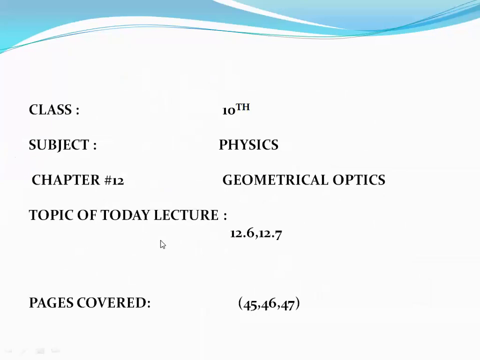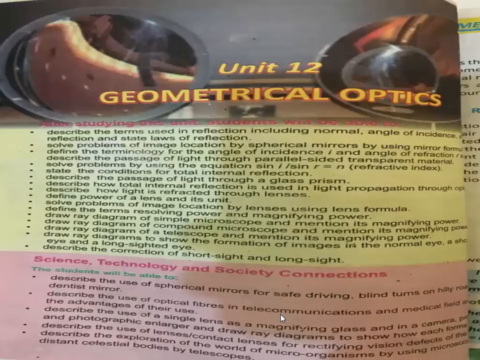Topics of today's lecture: 12.6 and 12.7. We have already done part of 12.6, but we will continue from optical fiber. 12.6 continuation topic, optical fiber. Page numbers 45, 46, and 47. The name of the chapter is geometrical optics, unit number 12.